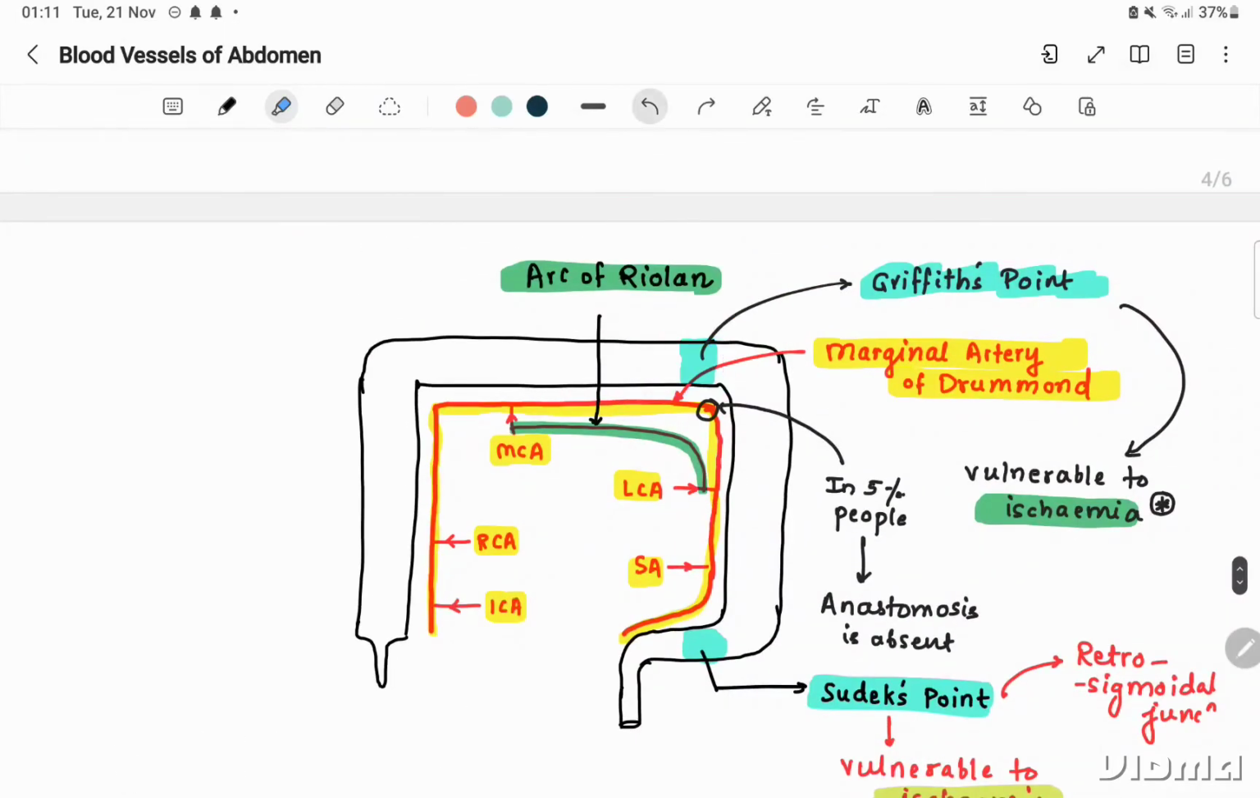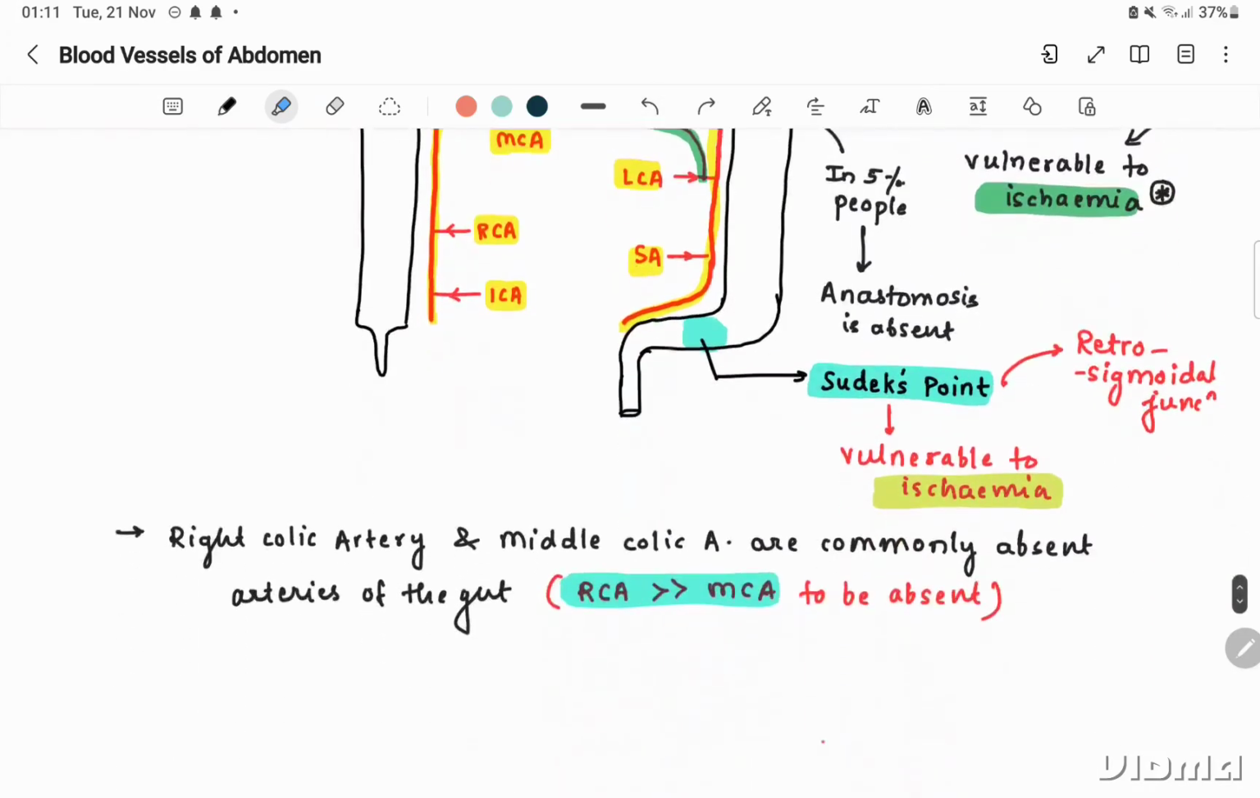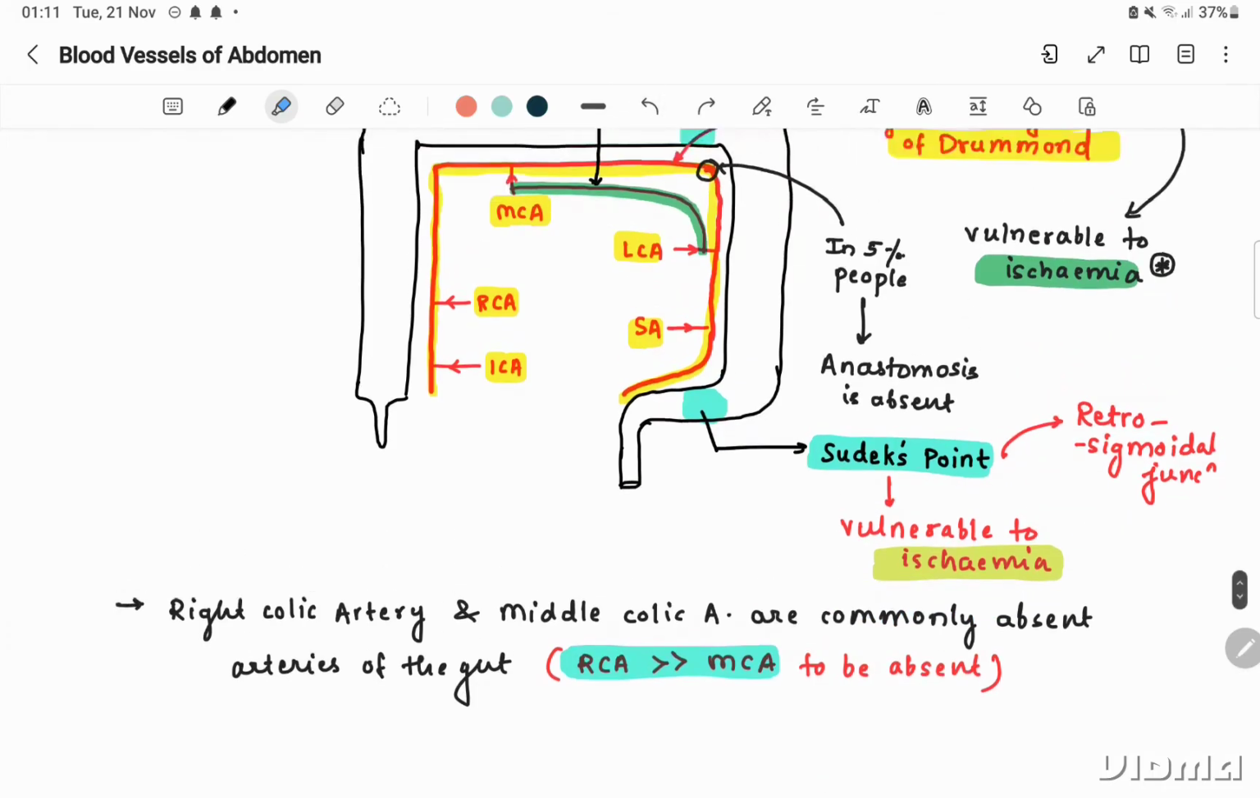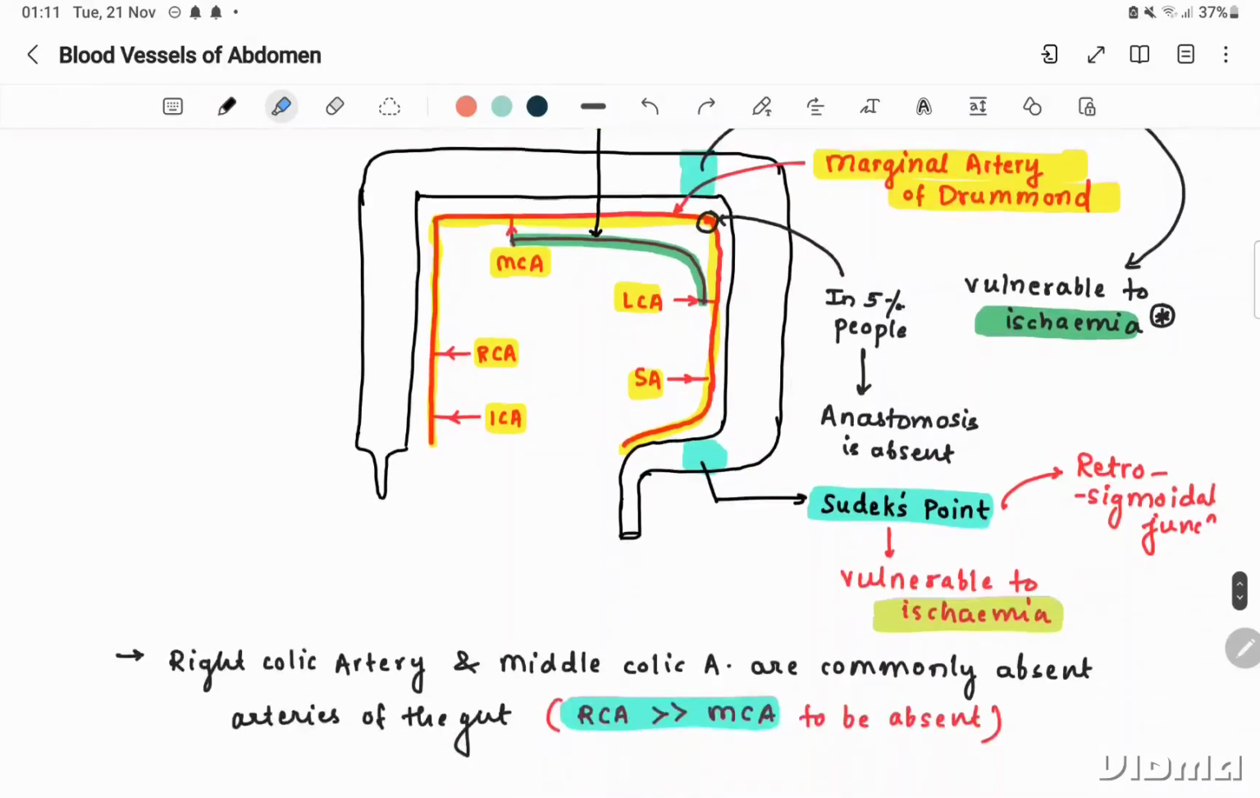Then what is Griffith's point? This point is called Griffith's point, which is most vulnerable to ischemia. And we have Sudeck's point here in the sigmoid colon, which is also vulnerable to ischemia. This is the rectosigmoid junction. The rectosigmoid junction is called Sudeck's point, which is vulnerable to ischemia.